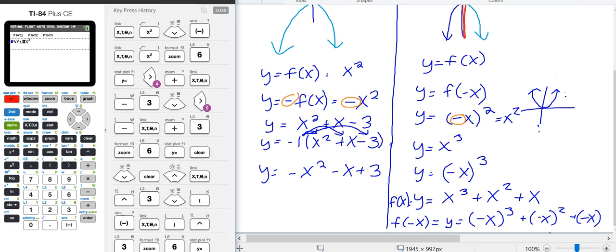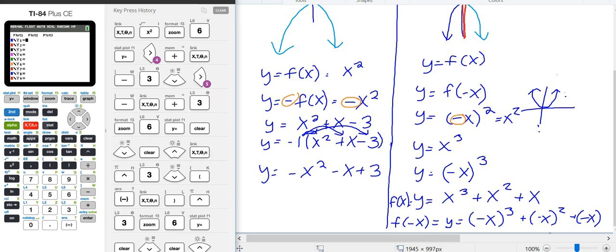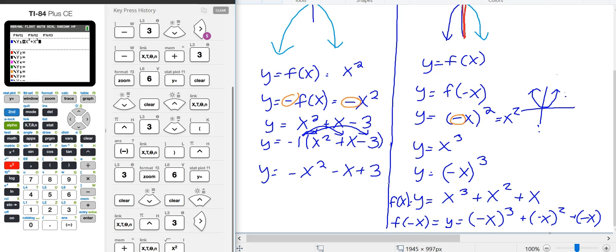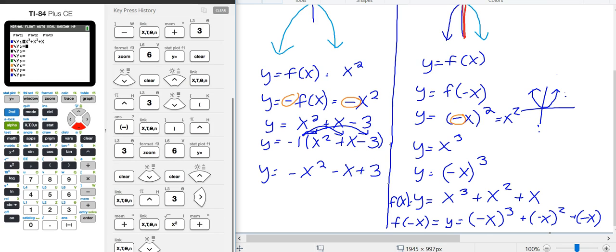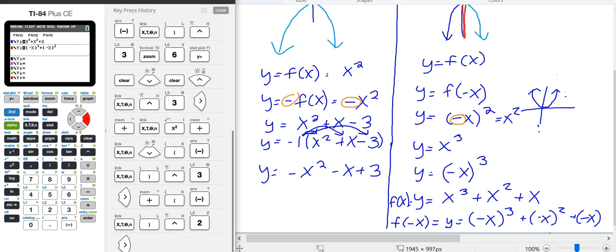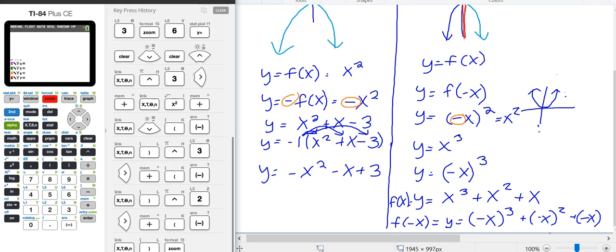Let's graph these two. The original was x cubed plus x squared plus x, and the new one is negative x cubed plus negative x squared plus negative x. And zoom 6 for zoom standard. That's the original function, and that is the reflected function across the y-axis.